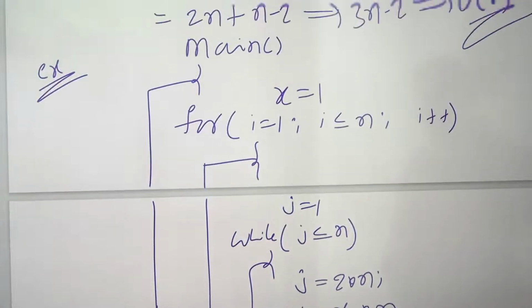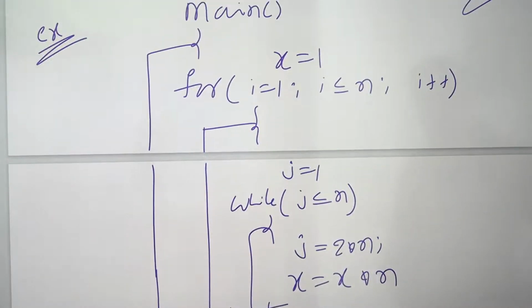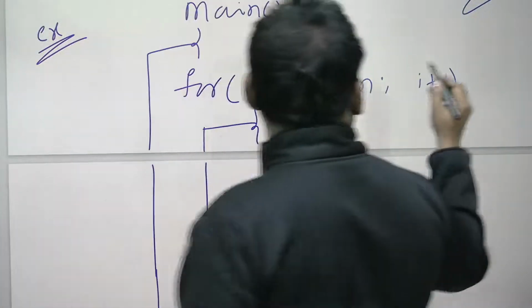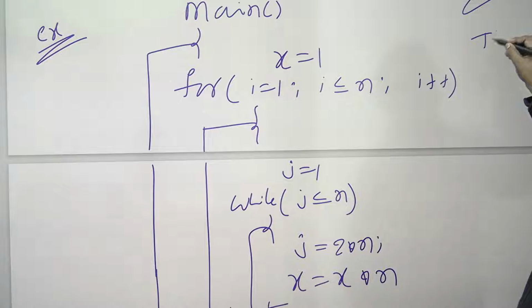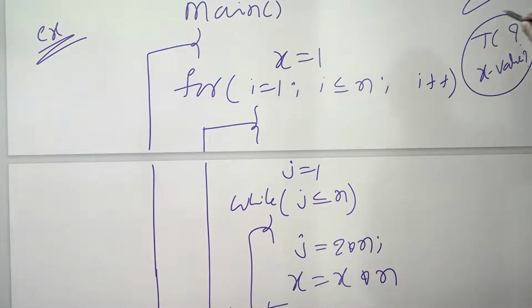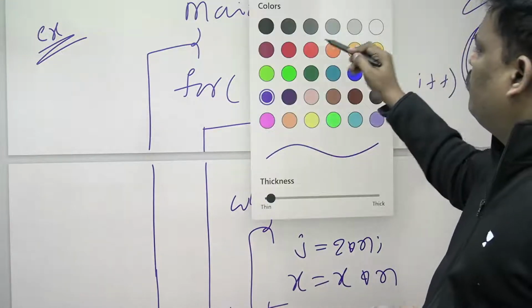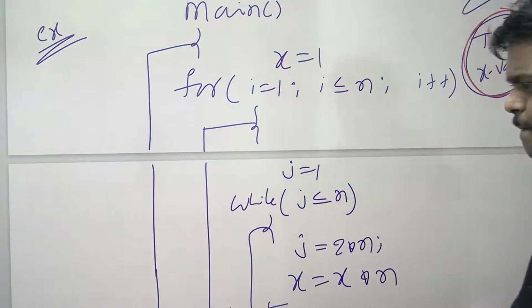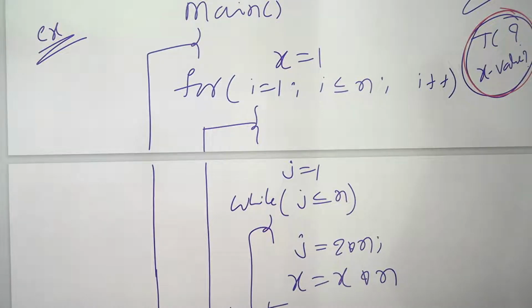I want the answer from you for this program. What is the time complexity and the final x value? I want time complexity and x value, two things I want from you. For this program, find the x value and find the time complexity.